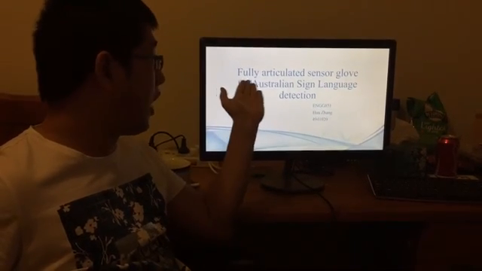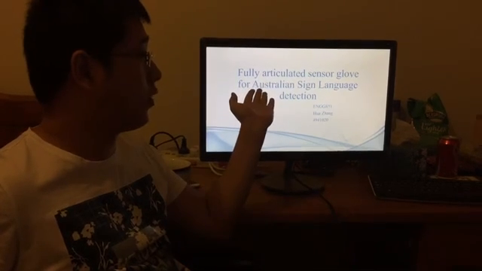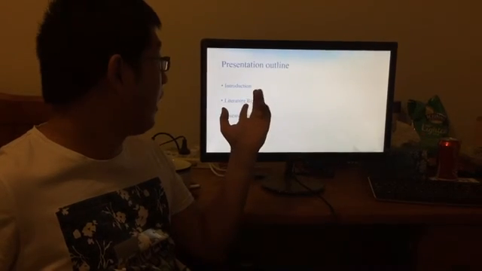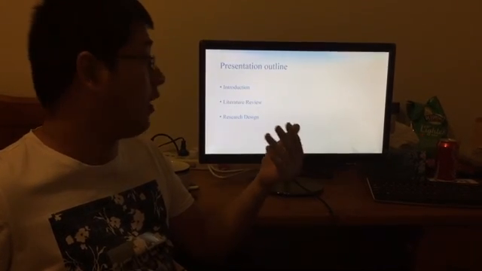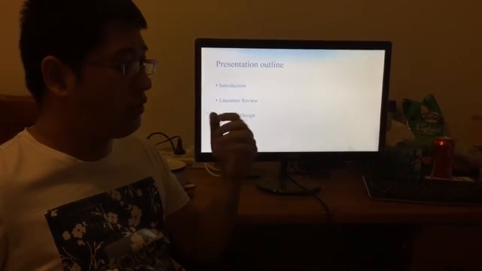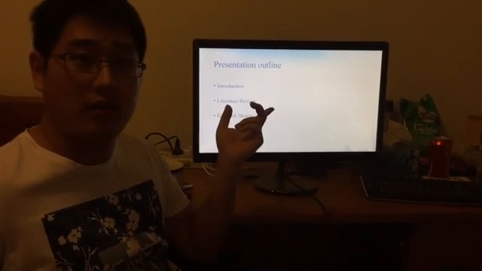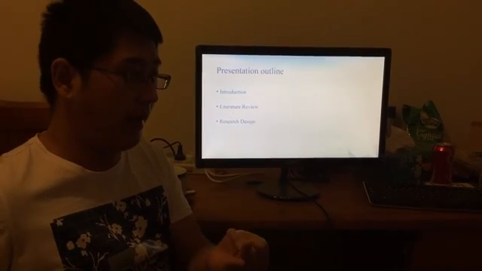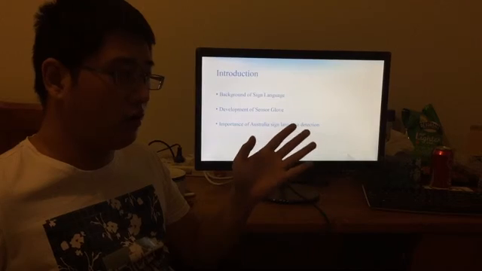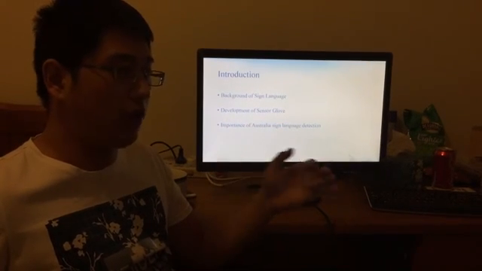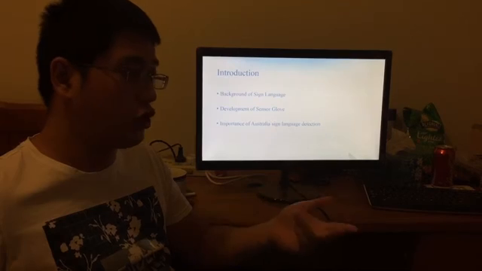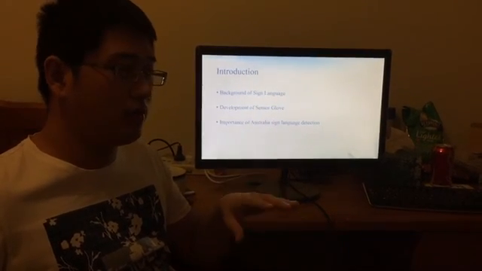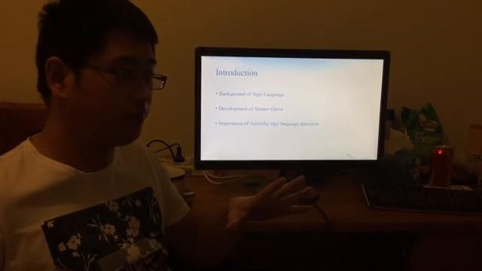Today my topic is the articulated sensor glove for Australian Sign Language detection. Now let us look at my presentation outline. My presentation consists of three aspects: introduction, literature review, and research design. In the introduction, I will talk about the background of sign language, the development of sensor gloves, and the importance of Australian Sign Language detection.